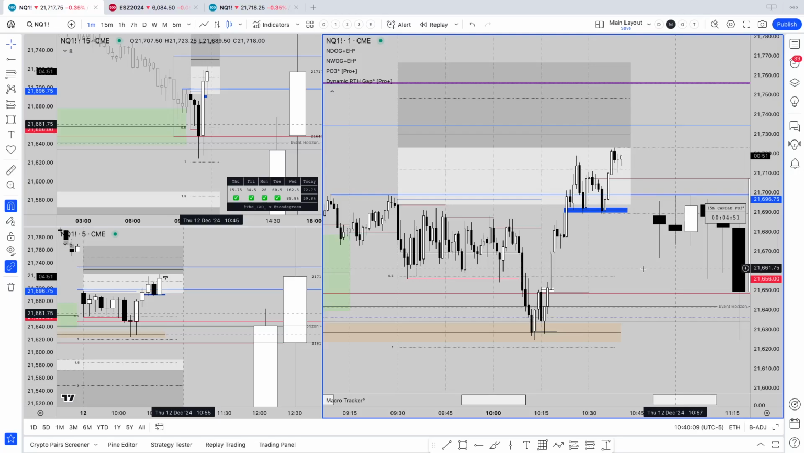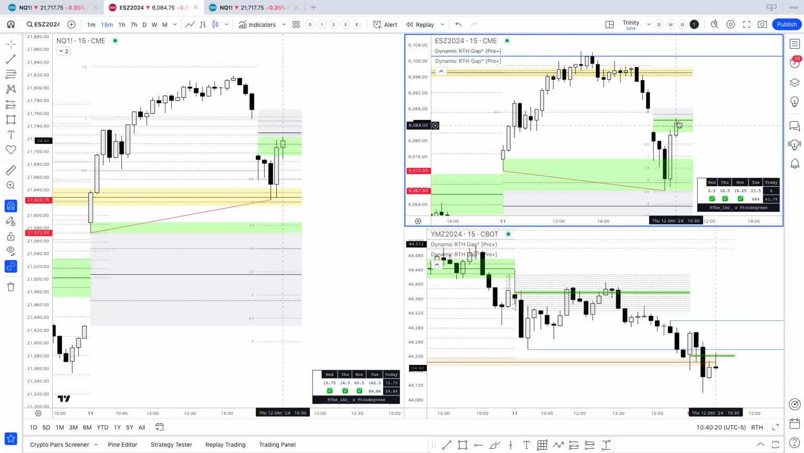And you already saw that I had the alarm here. We are trading at the consequent encroachment on ES here, and Nasdaq is almost there.